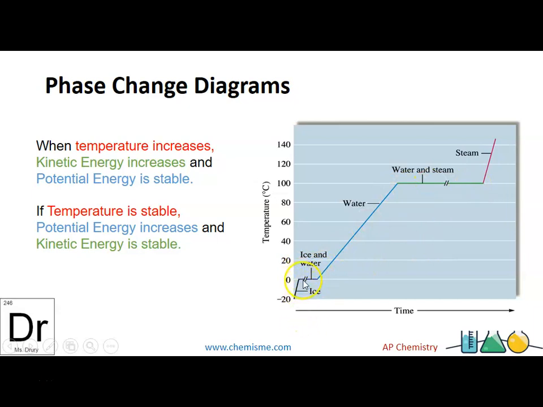So the potential energy increases along the stable 0 line in order for it to change phase. So whenever it's changing temperature, it's changing its kinetic energy. But whenever it's changing phase, it's changing its potential energy. And they're kind of clicking off. And I tried to color code it so it'd be easier for you to read.